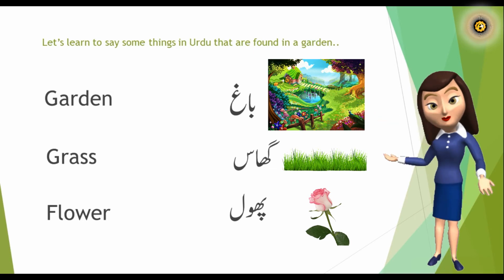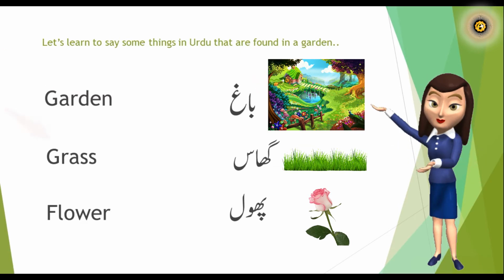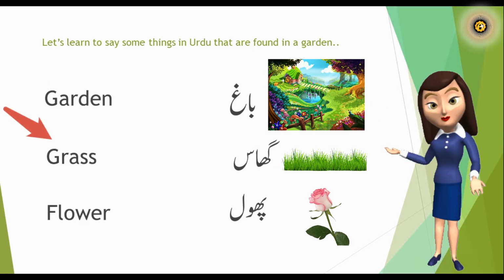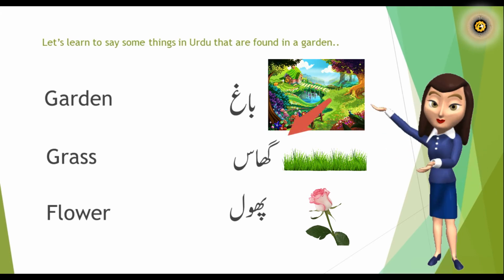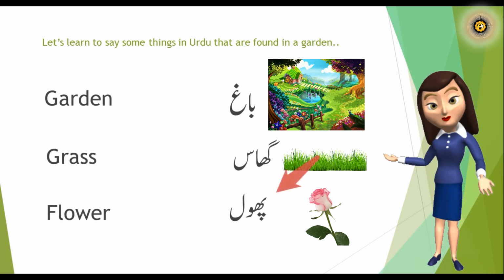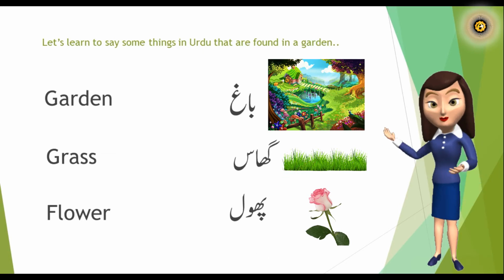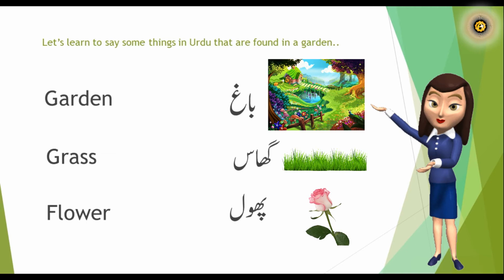Let's repeat one more time. In English, garden. In Urdu, bagh. In English, grass. And in Urdu, ghas. In English, flower. In Urdu, phool. Repeat many times for practice, okay?